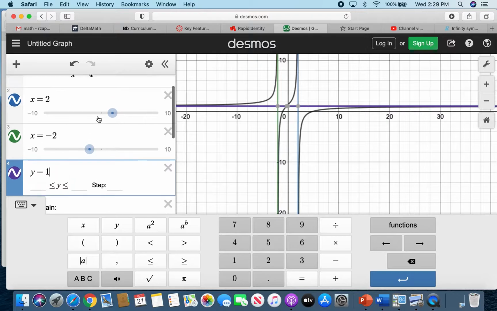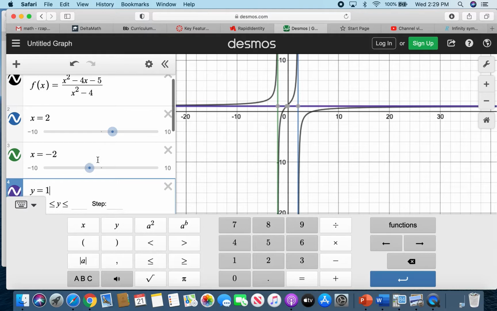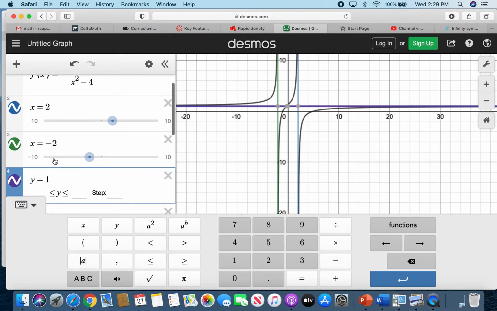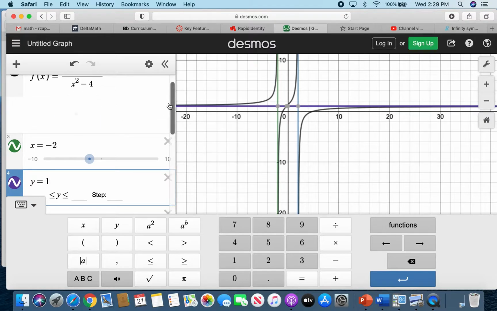How do I know that? Of course, because the degrees are the same, you simply divide the numbers beside them. So 1 over 1, it's 1. Now we factor this out. We have x plus 2 and x minus 2. So x equals 2 and x equals -2 will be the vertical asymptotes.